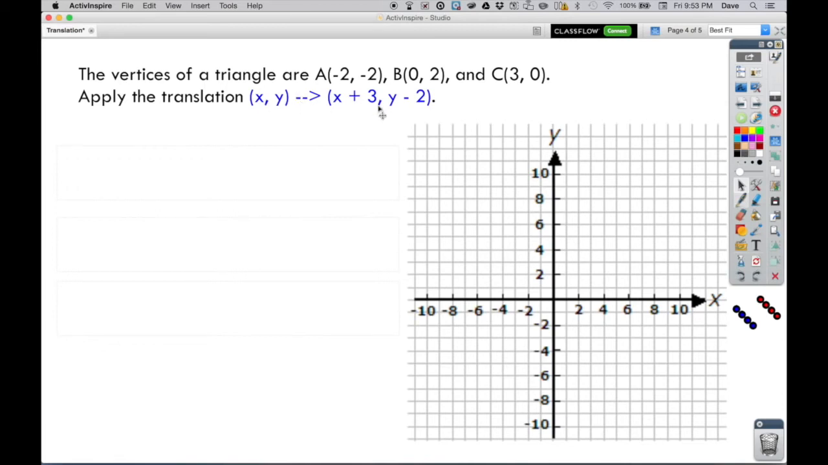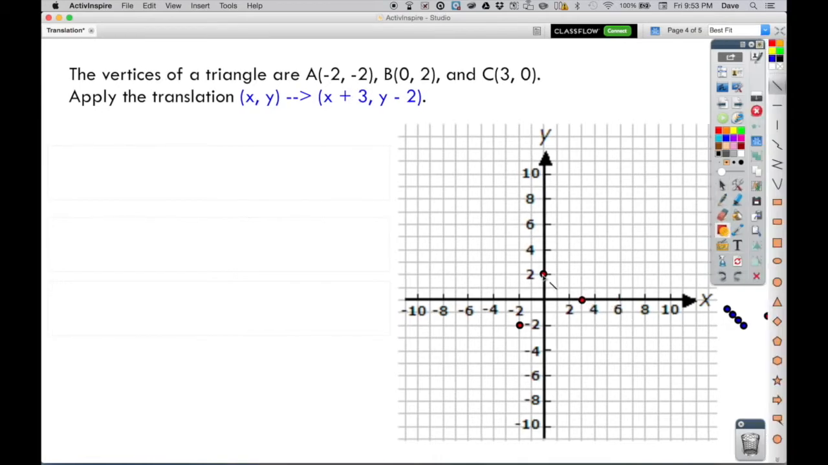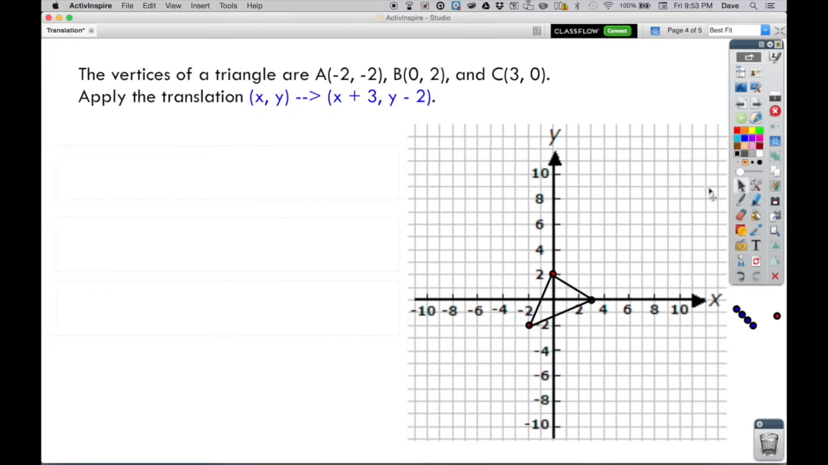So sometimes, rather than saying it in words, they'll give you the pre-image or the figure. Vertices of a triangle are A (-2, -2), B (0, 2), which is right here, and C (3, 0). All right, so there's our triangle. Okay, now what we want to do is apply this translation, but notice what's different.